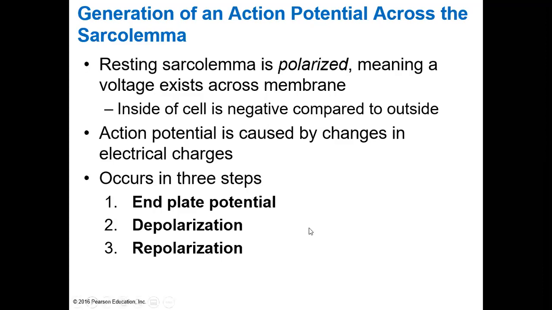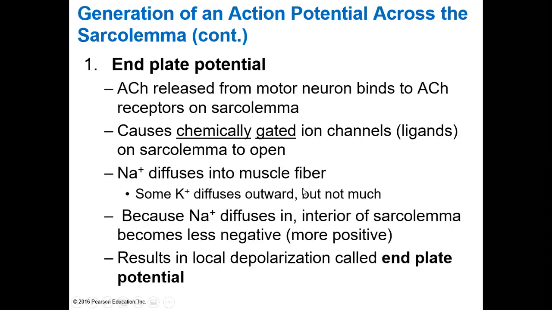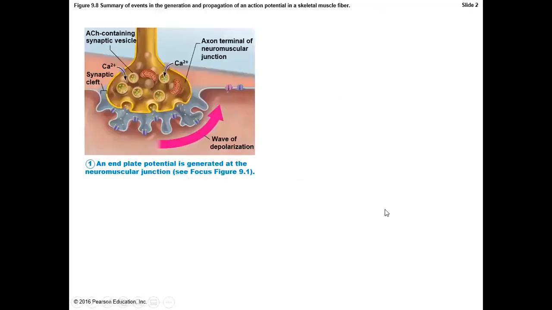And then repolarization, of course, will have to occur or your muscle will never relax, ever. We've already talked about it. You know this now. This is old news. Acetylcholine is released, causes chemically gated ion channels to open, sodium diffuses in, potassium diffuses outward, but it's much more sodium than potassium. This causes that polarization to not be a thing, and so you depolarize the cell to a more positive electrical side, and that results in local depolarization called an end plate potential.